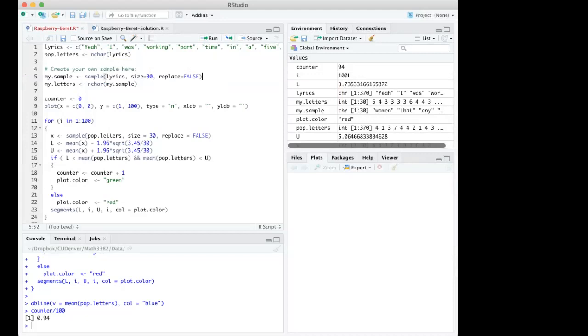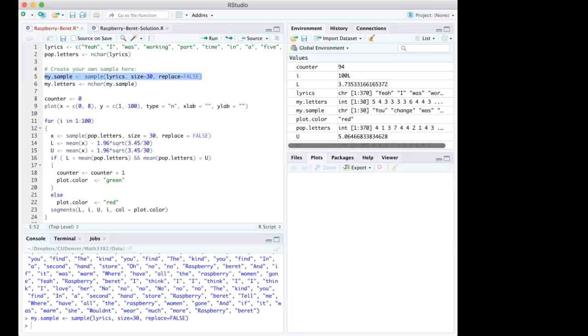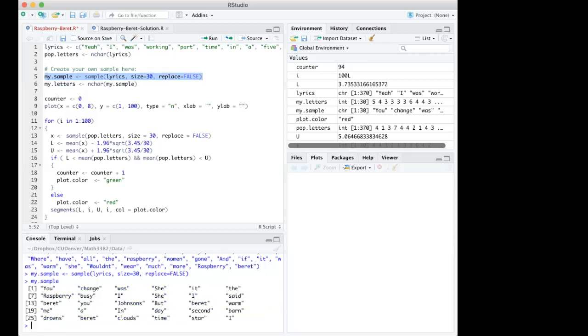And so running this command, well, first of all, I need to run the top command because I need to upload lyrics. And next I'm going to run the my sample command. And what we can't see is actually what my sample is. So if I type my sample down here in the terminal, we can see here are my 30 words. And look at how many A's, I's, and so on. So this did actually pick a good number of I's because there were a lot of I's in the song. So maybe this is going to be a less biased sample than the one that we started with.